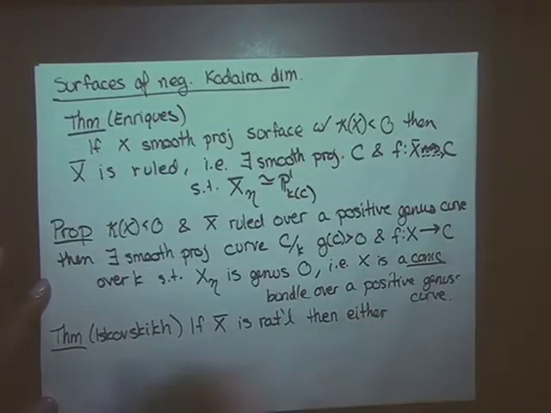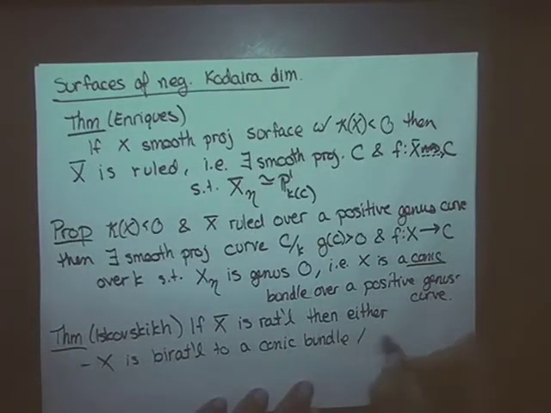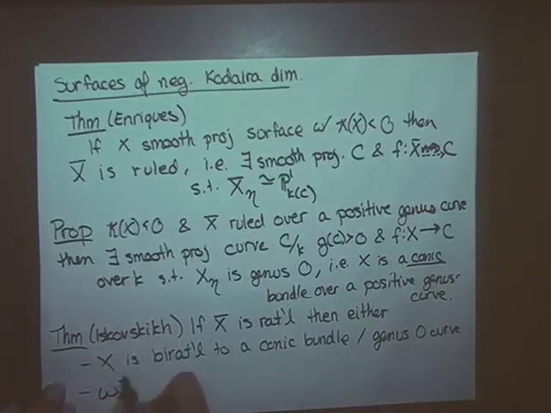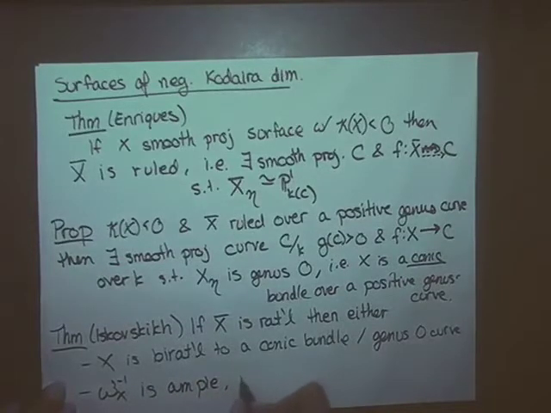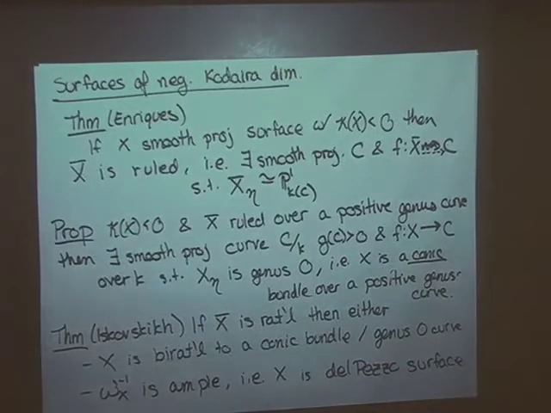either X is birational to a conic bundle over a genus zero curve, so a rational conic bundle, or the anti-canonical bundle, which is omega X inverse, is ample. And in which case, we say that X is a Del Pezzo surface. So this is the definition of a Del Pezzo surface. It's a geometrically rational surface, though the first part is redundant. It's the one whose anti-canonical bundle is ample. Okay, and you can be both. This is an inclusive or, not an exclusive or.